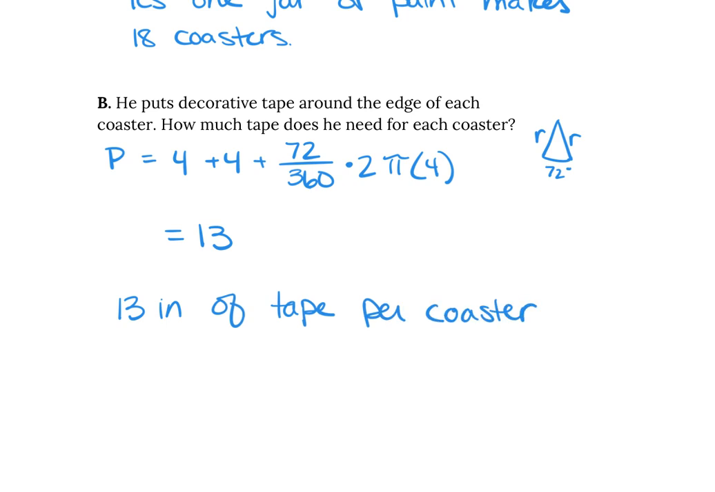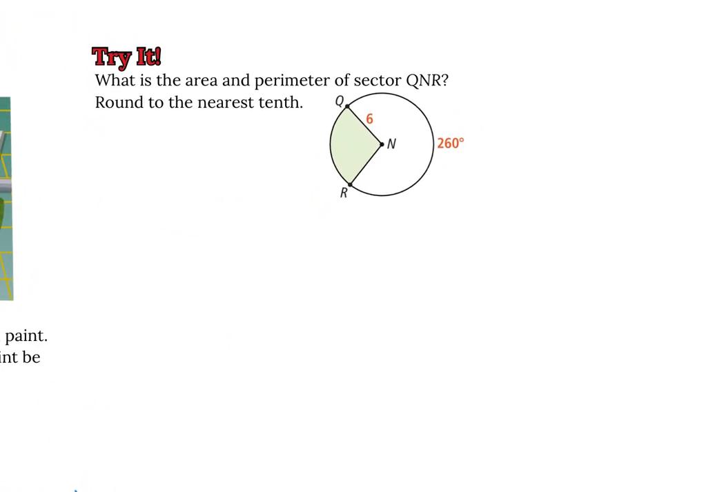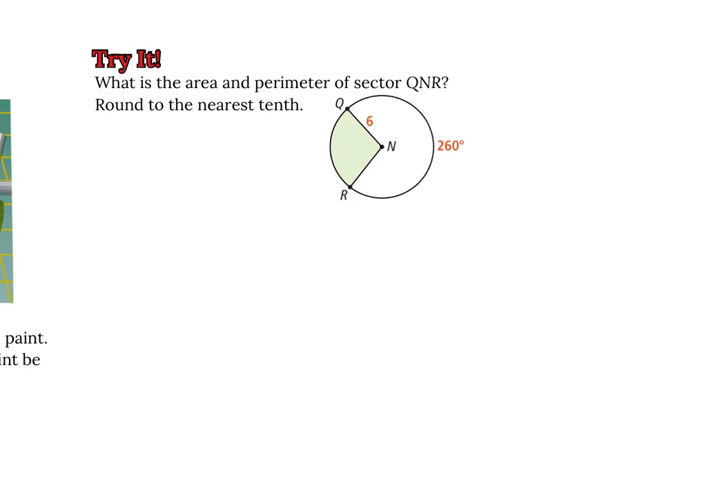Okay. All right, let's look at the try it real quick. All right, what is the area and perimeter of sector QNR? So QNR, we want to find the area and the perimeter. So first we're going to find area. Okay, this missing arc measure would be 100. Our radius is 6. So my area is 10 pi, or roughly 31.4.